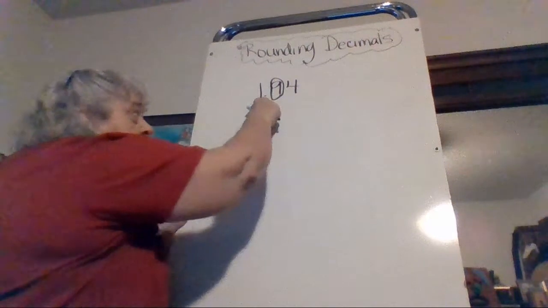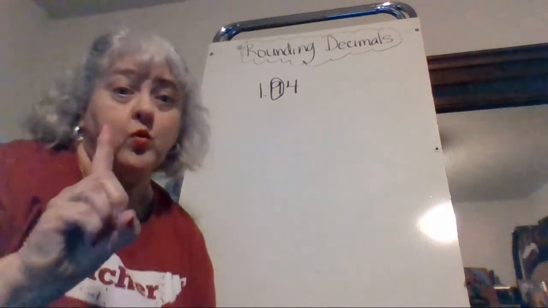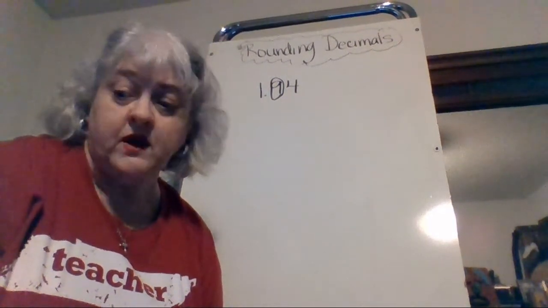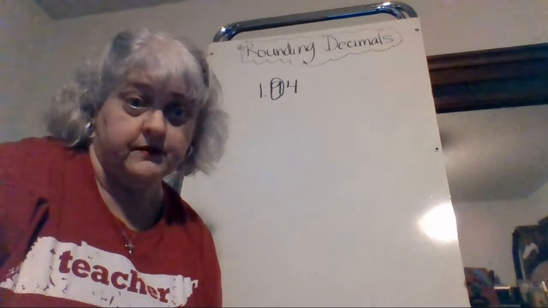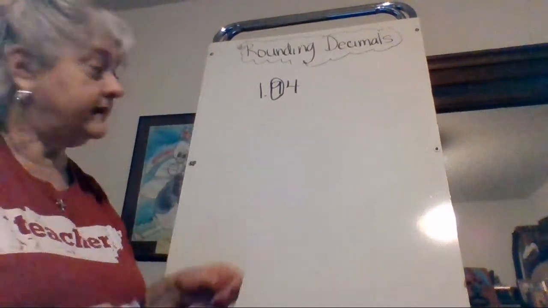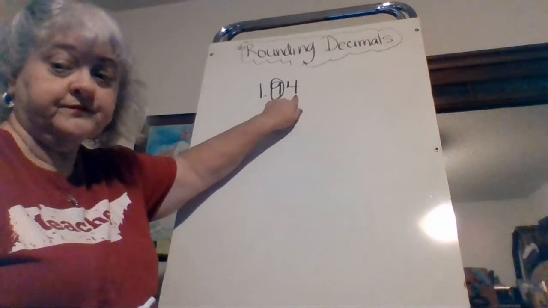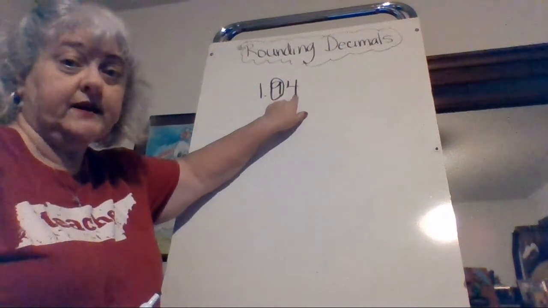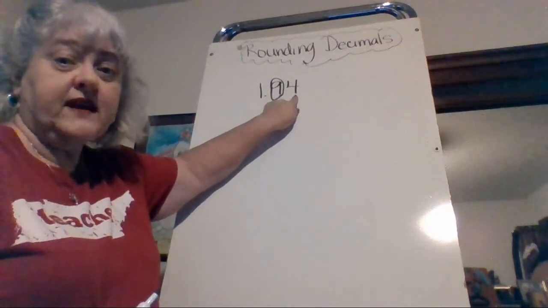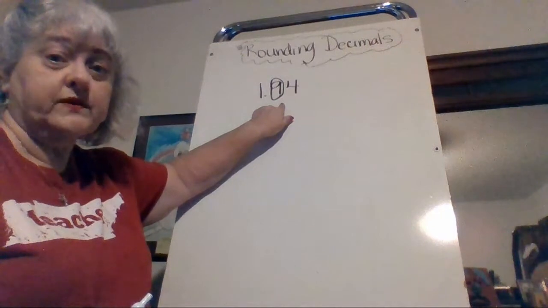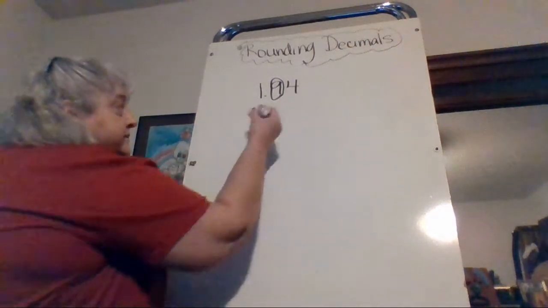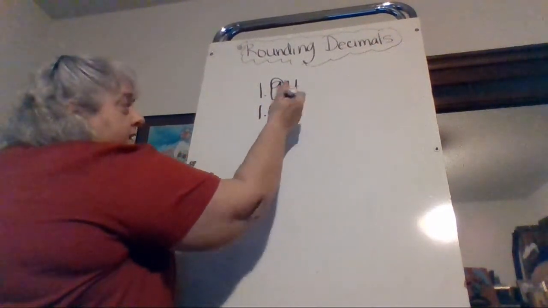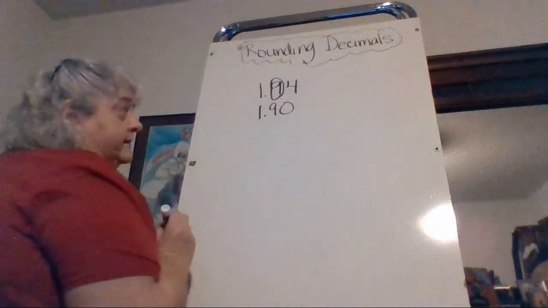Okay? This 9 can only do one of two things. It's either going to stay the same or it's going to raise up. Okay? So remember the rhyme. Look next door. 5 or more, raise the score. 4 or less, let it rest. It's a 4. So that means we're going to let it rest, which means it's going to stay the same. So everything stays except what you're rounding to goes away.